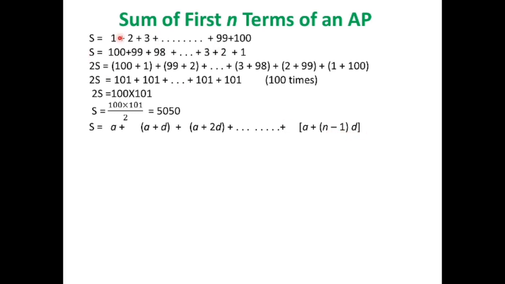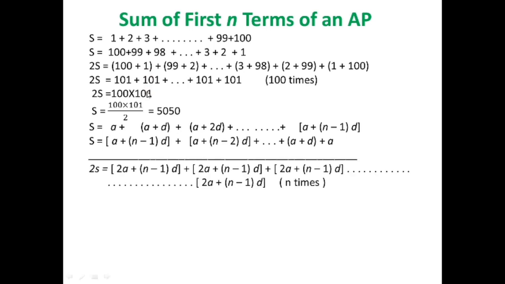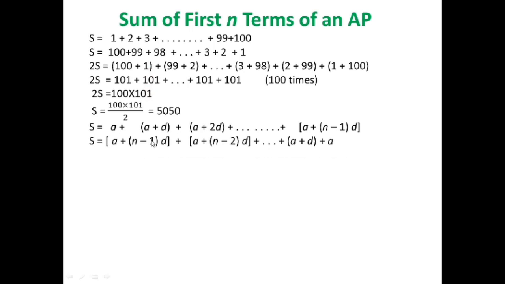So we will follow the same procedure. We will write the same terms in reverse order by using the commutative property, so that you will get it like this. Here I wrote a plus n minus 1 into d, and the previous term will be a plus n minus 2 into d, and this term will be a plus d, and this term will be a. Is it clear? Whatever procedure we followed, the same procedure we are following here. I hope it is clear.